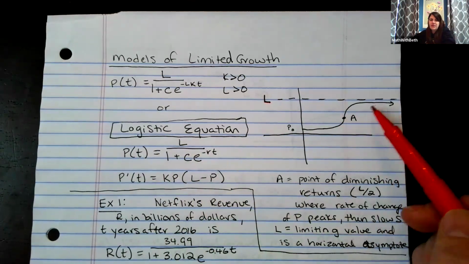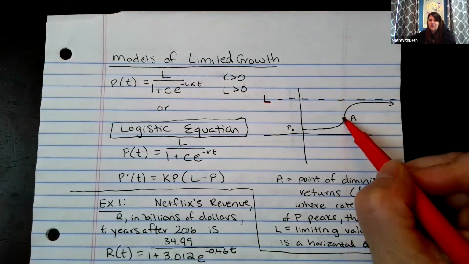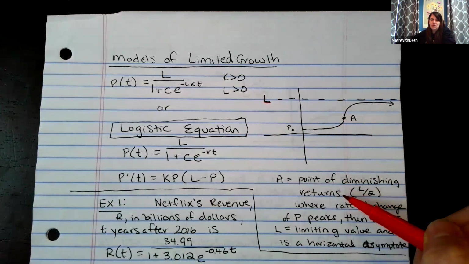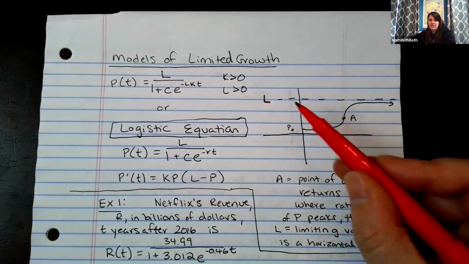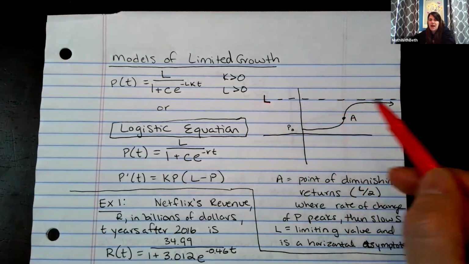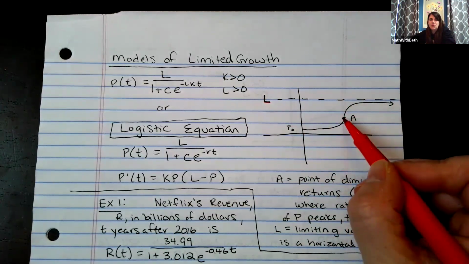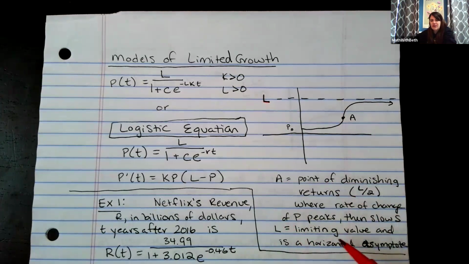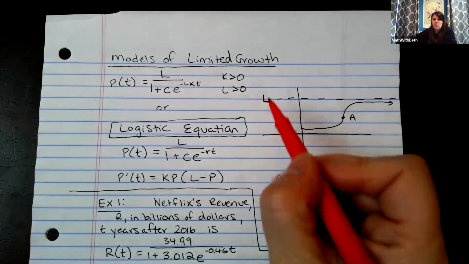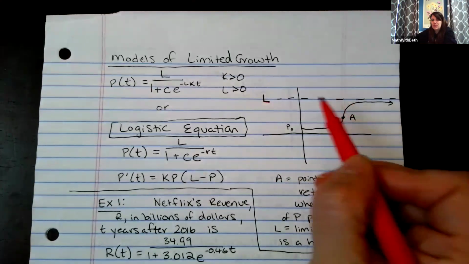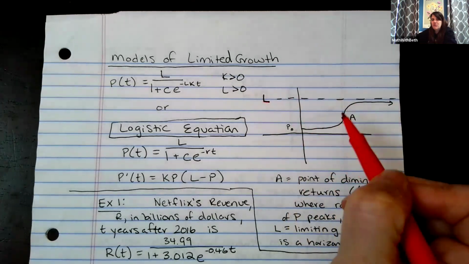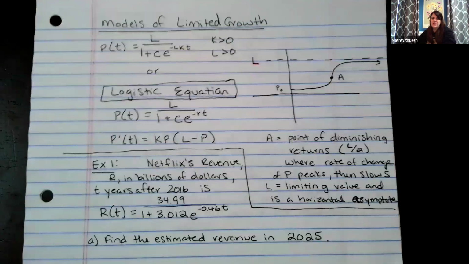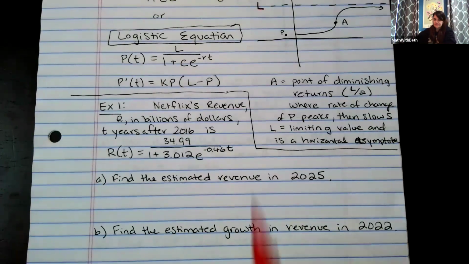So in this type of example, there is going to be some value here in the middle that's called the point of diminishing returns, and it happens to be half of the limit. So whatever your limit happens to be, if you divide that by 2, you would see the value of this point. And L is the limiting value, and it has a horizontal asymptote at that point. So the graph never quite hits it. It just gets closer and closer and closer. So let's do an example and see how we would use this.